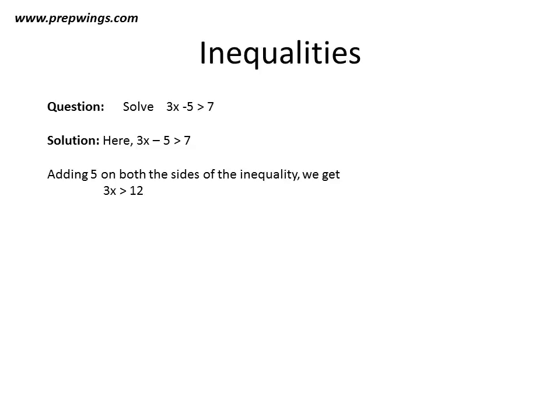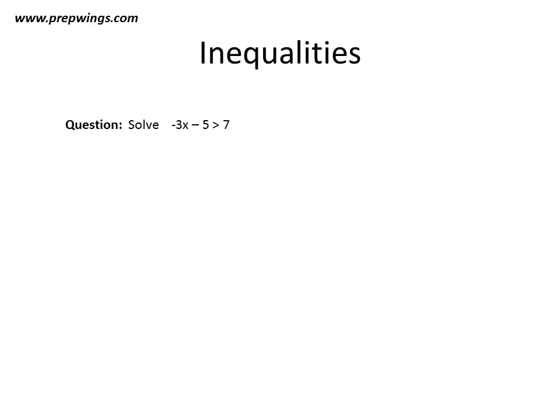So what we will get is 3x is greater than 12. Now we will divide this inequality by 3 on both the sides. On the right hand side of the inequality, it will be 12 by 3, which is 4, and on the left hand side it will be 3x by 3, which is x. And I am dividing by a positive number, so the inequality remains the same. It will still be greater than. So we get x greater than 4 as the solution here.